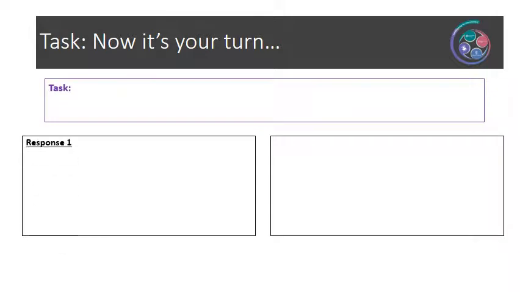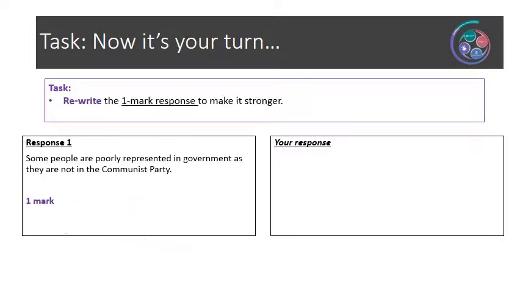So now it's your turn to have a go at a task like this. You have the first response here. Your task is to rewrite the 1 mark response to make it stronger based on the tips that you have just received. You should aim to add enough detail to achieve 3 marks this time round. Remember to use the wording of the question and state the name of the world power you have studied. For example, one group who are underrepresented in China is, and give a reason why, i.e. because. You may wish to pause this clip here and have a go at completing that task in your jotter.